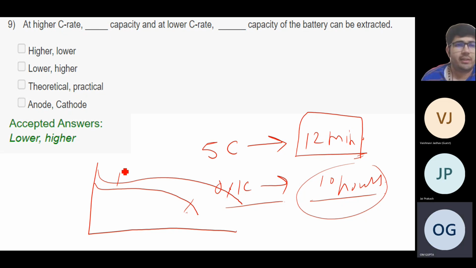So the correct answer is that at higher C rate, lower capacity, and at lower C rate, higher capacity of the battery can be expected. Okay, clear?